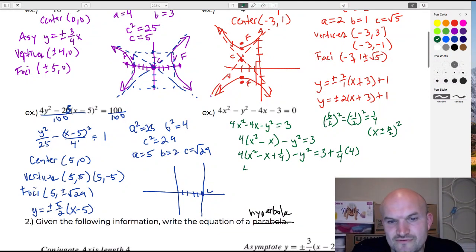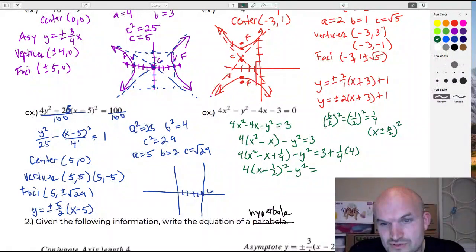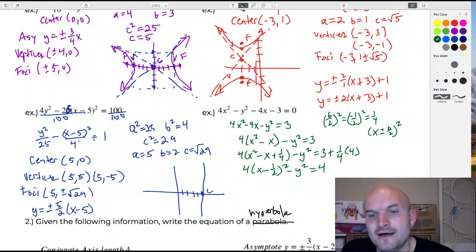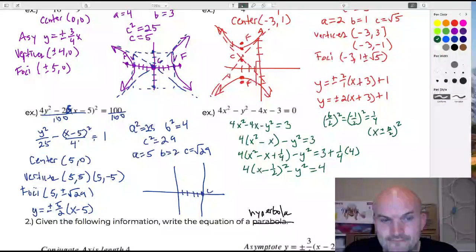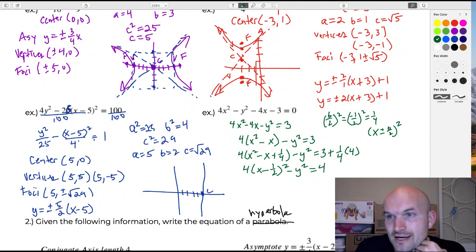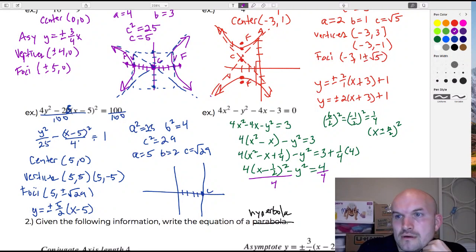So this turns out to be 4 times x minus 1/2 squared minus y squared. 4 times 1/4 is just 1, so that equals 4. So actually, this problem isn't too bad. Not as bad as I was originally looking. Now the problem is written like over here. So to get this to equal 1, I'm just going to divide by 4. And therefore, I'm left with x minus 1/2 squared minus y squared over 4 equals 1.